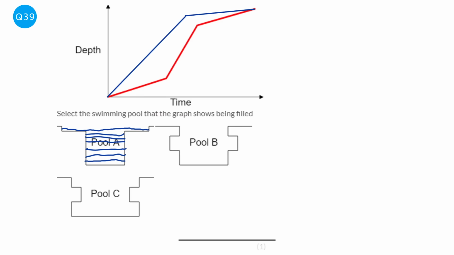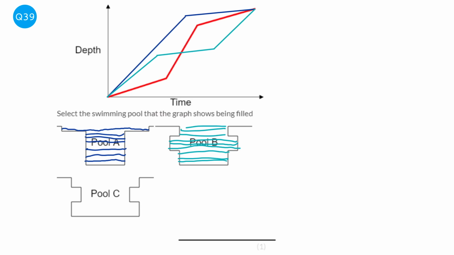So for pool B, we start off quite quickly, because it's quite thin, and then we have a wider bit here, so it will go slower here, and then we go quickly again. So we need a graph that starts off quite quickly, then goes slowly, and then goes quickly. And the steeper the graph on our depth time graph, the faster it's filling up. And that red line doesn't really describe that either.